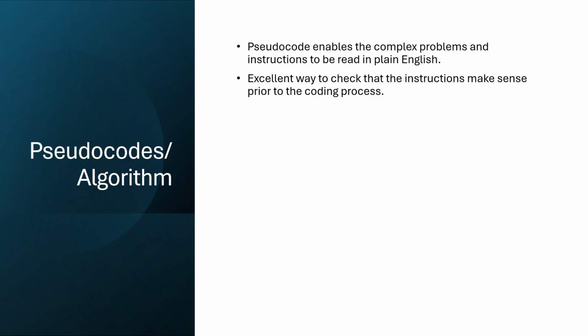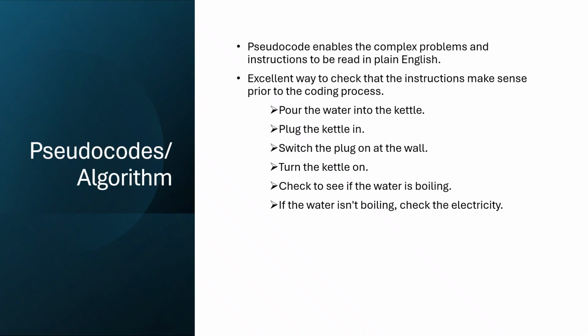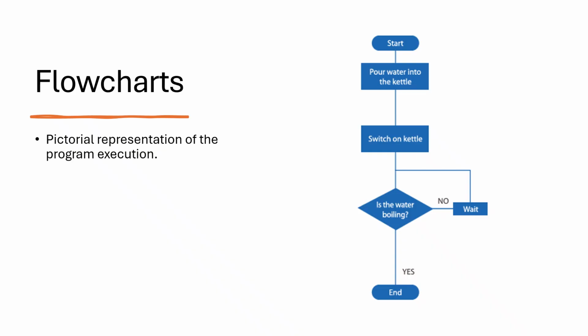We will go with the same example of tea making, in which the first step is to pour the water into the kettle, plug the kettle in, switch the plug on at the wall, turn the kettle on, and check to see if the water is boiling. If the water isn't boiling, check the electricity. If the water is boiling, wait for a number of seconds. If the water has not yet reached boiling point, keep waiting. If the water has reached boiling point, turn off the kettle and pour the water into the mug, which contains the tea bags. That was the task written in plain English.